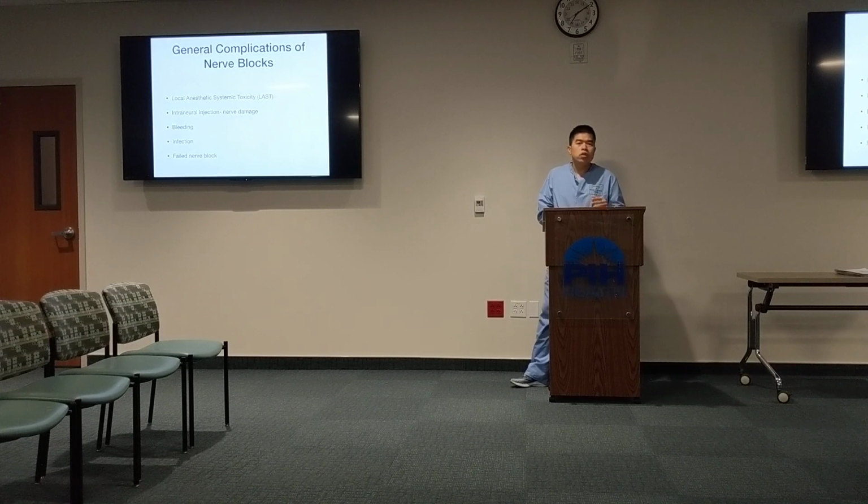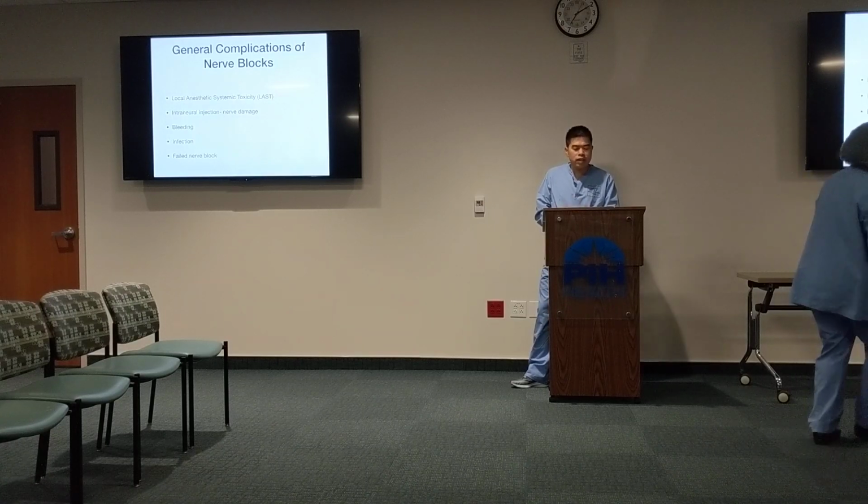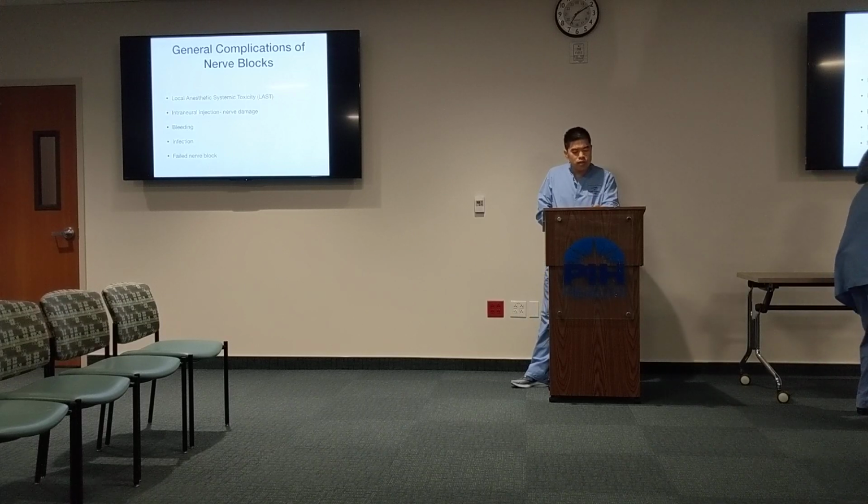This occurs when local anesthetics enter the circulatory system, and then from the circulatory system go to the heart, in which case it can cause cardiac arrest, or when it goes to the brain, it can cause seizures. We'll talk a little bit more about local anesthetic systemic toxicity on the next slide. But other complications that can occur are intraneural injection or nerve damage, bleeding, infection, and sometimes you can have a failed nerve block.